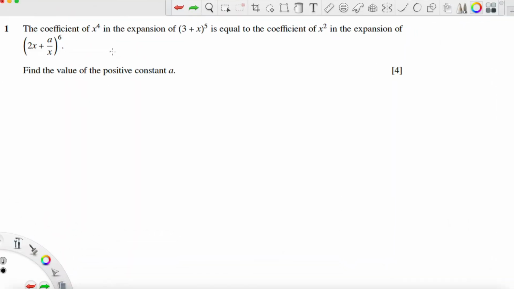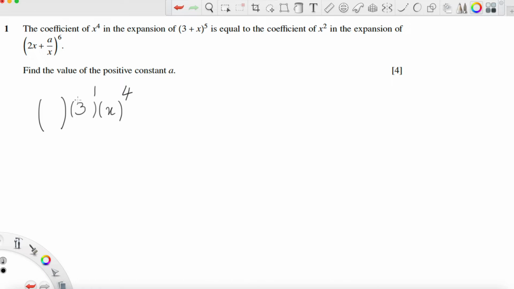First, let's find the coefficient of x to the power of 4 in this expansion. We have two terms in the brackets, 3 and x. It says coefficient of x to the power of 4, so x takes power 4, and we know that in the expansion of binomials, the powers of the two terms should add up to the power of the expansion, which is 5. As x takes power 4, 3 should have power 1, because 1 plus 4 adds up to 5.